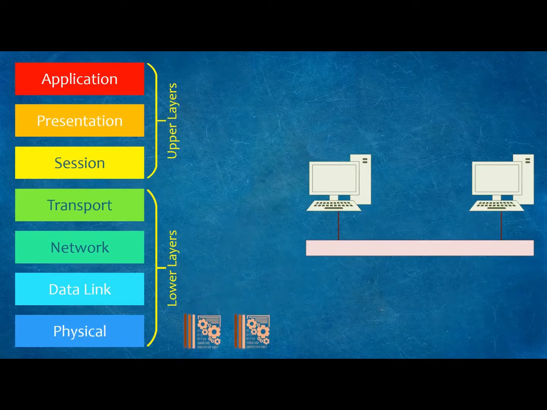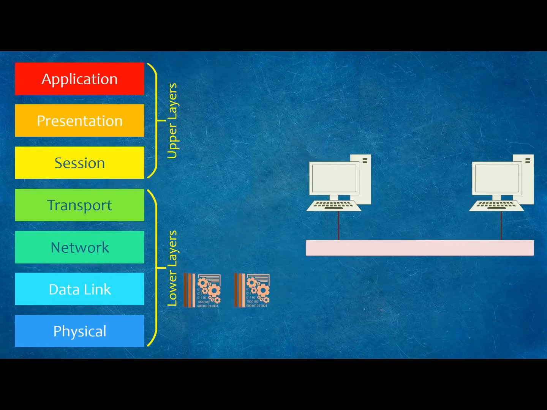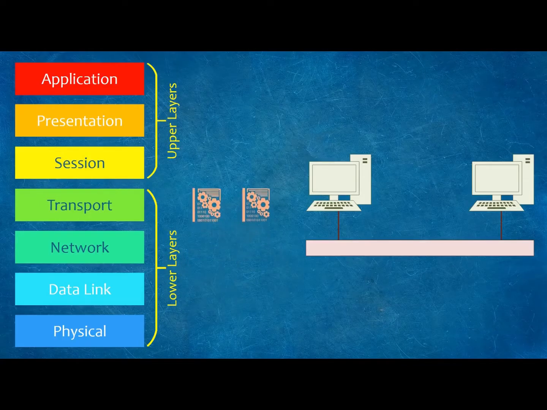Eventually, the data reaches the physical layer, where it is transmitted over cable or wireless to a remote host. The remote host receives the data at the physical layer. The process is then reversed. The data flows back up through the layers.